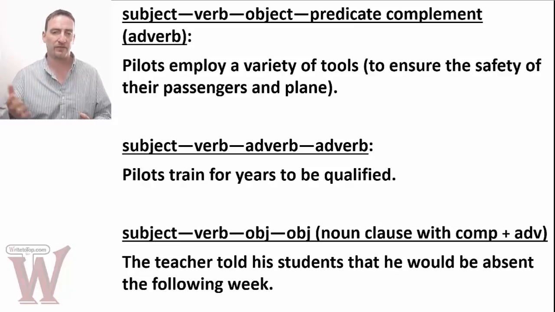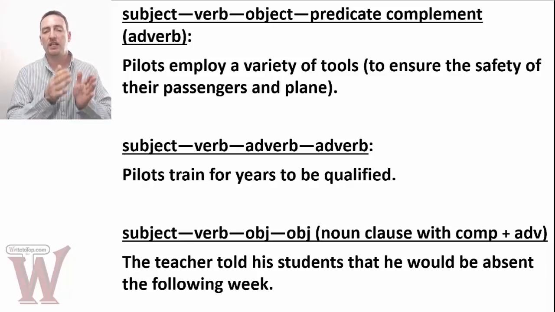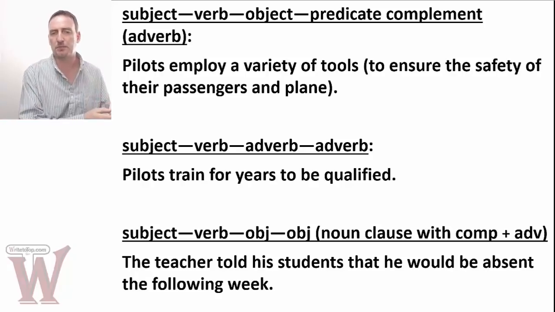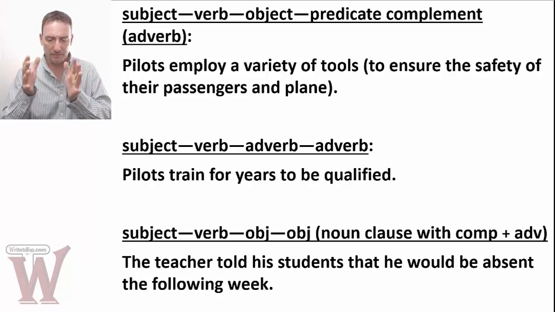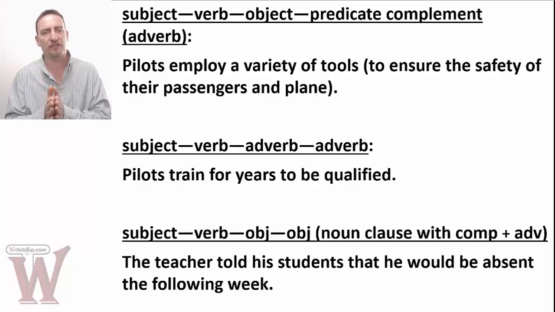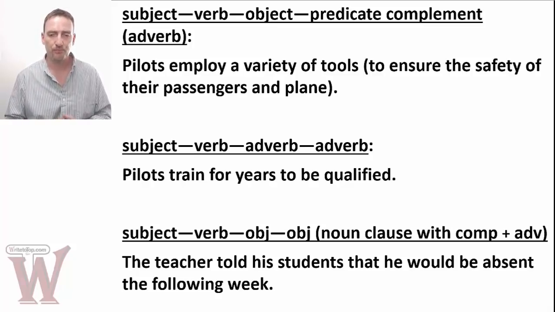Subject, verb, adverb, adverb. Pilots train. Okay. How long? For years. Why? To be qualified. So for years tells you how long they train. To be qualified tells you why they train. Train for years to be qualified is your complete predicate about the subject, pilots. Okay. I hope all this is clear, but basically you need to have complete information in order to get a complete message to the reader.